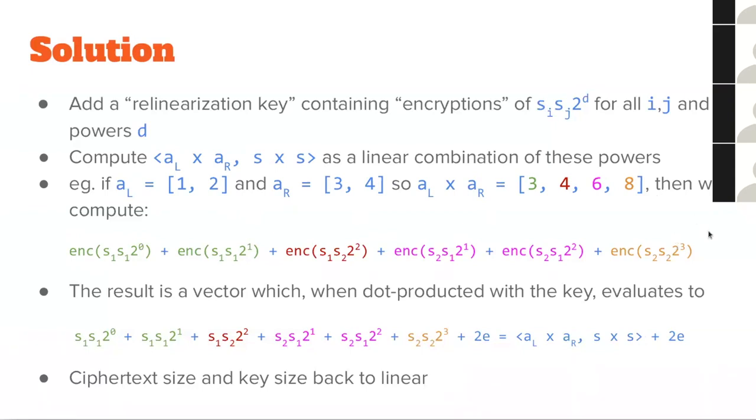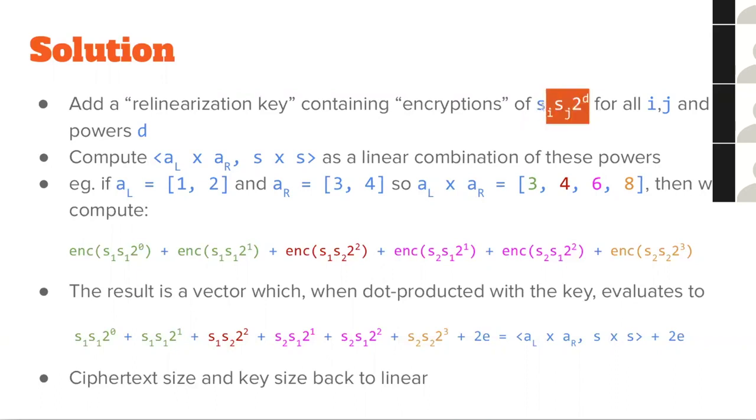What does it mean to encrypt SISJ to the D? Yes, very good question. I was about to actually answer this myself. The encryption scheme as I provided can only encrypt 0 and 1 because it has some even error. And so you might ask, what does it mean to encrypt this thing, which is obviously going to be much bigger than 0 and 1? The answer is that the encryption in quotes of SISJ to the D is going to be a vector A such that if you were to dot product it with the key, you would get SISJ times 2 to the D plus some even error.